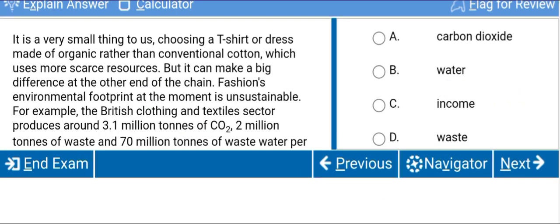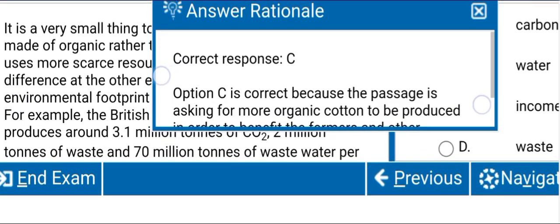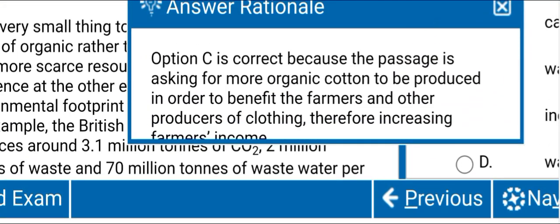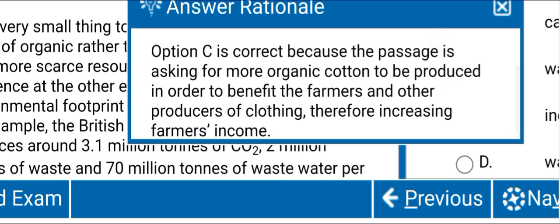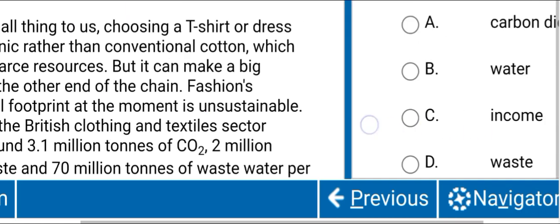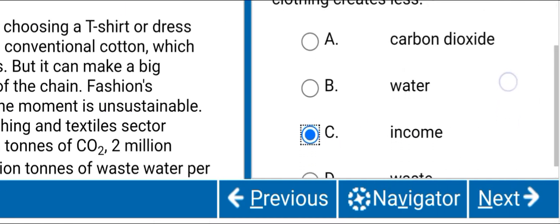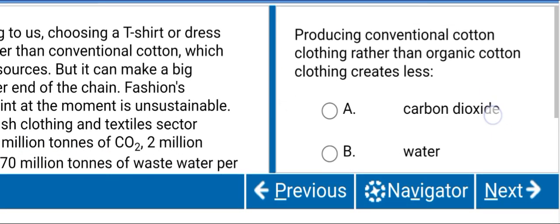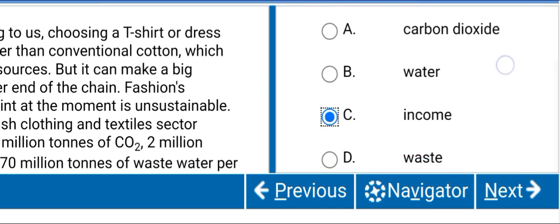So we have still the same passage for this question also. So here we have option C is correct because the passage is asking for more organic cotton to be produced in order to benefit the farmers and other producers of clothing, therefore increasing farmers' income. So we have option C, income is the correct option. Producing conventional cotton clothing rather than organic cotton clothing creates less income.